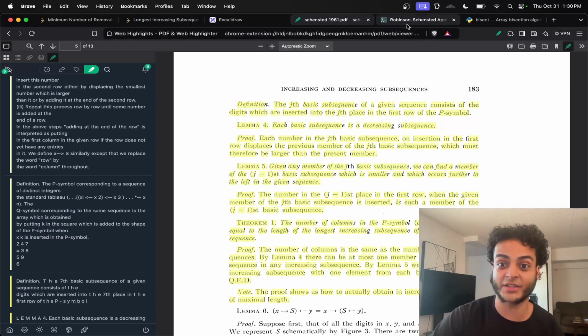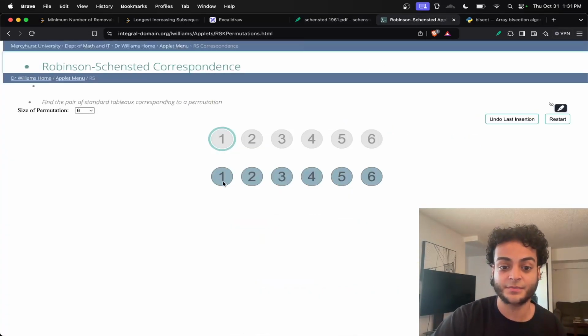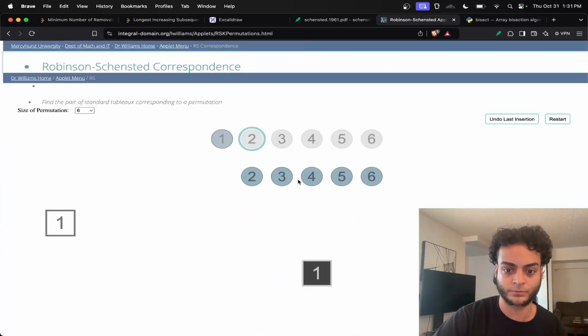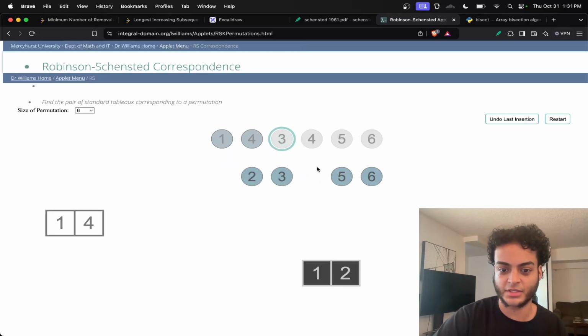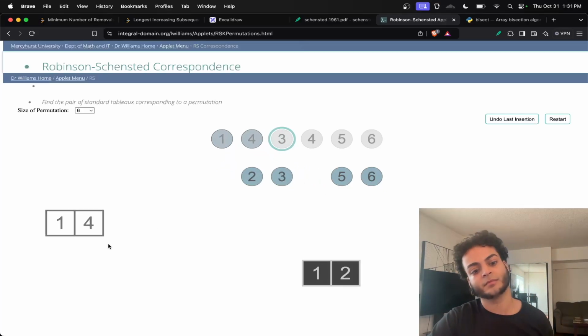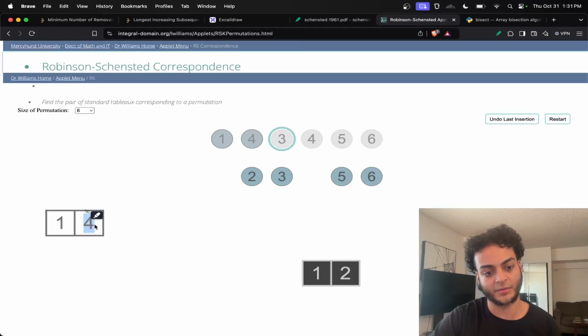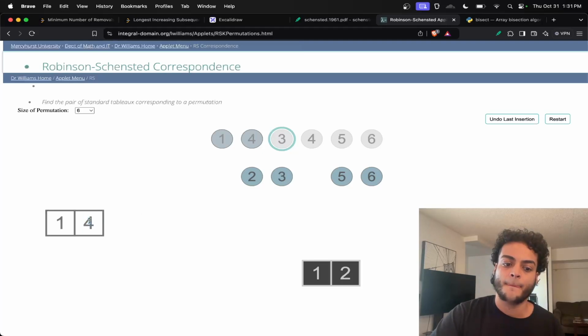Let's go back to our animation again, right? What it means is that if I have a table and I'm inserting numbers into the sequence using Schensted's algorithm, if I take a position in my first row, let's look at the second position right here. The numbers which occupy it throughout the insertions form a basic sequence. They form the second basic sequence. So for example, right now the first element of the second basic sequence would be 4.